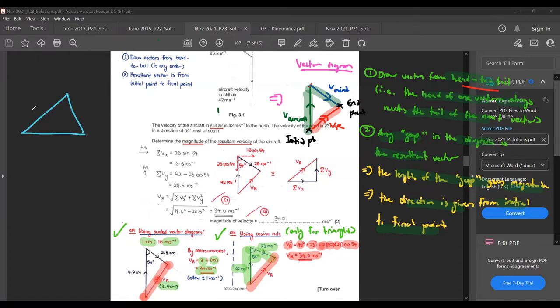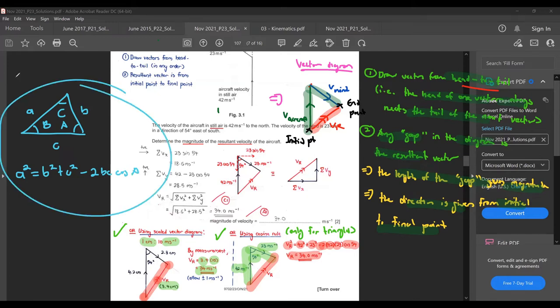If this is A, B, C, this one is angle A, this one is angle C, this one is angle B. If you want to find a particular length, A squared equals B squared plus C squared minus 2BC cos A. That one is your cosine rule, okay? Right, the last one is your resolution of vectors. This is what I actually wrote as the main working here.